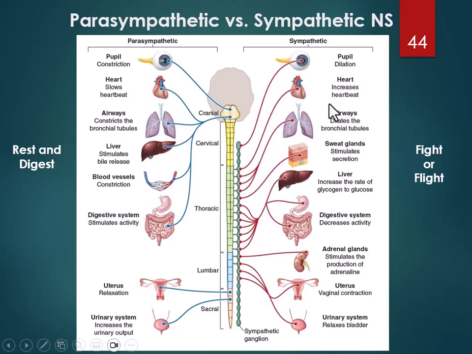Okay, fight or flight. Note the effectors again are the same, the liver, blood vessels, the gut, okay, but the action generally is opposite. Over here, this neurotransmitter released at the effector is acetylcholine. Over here, it's epinephrine or norepinephrine.